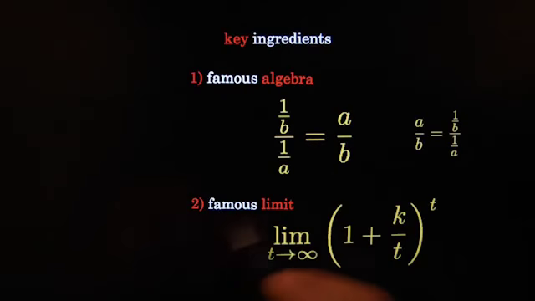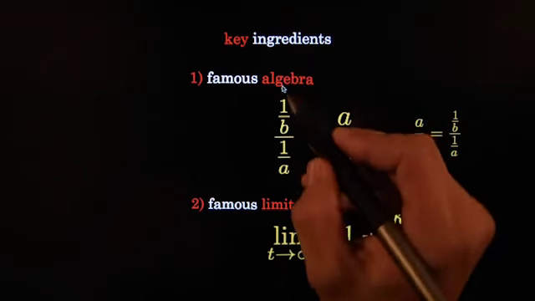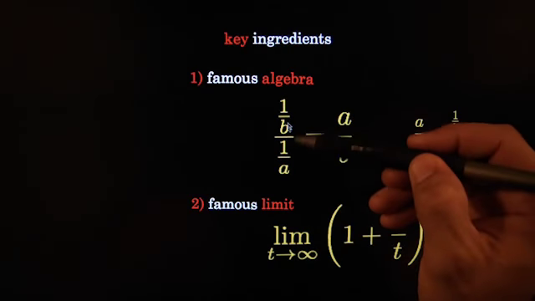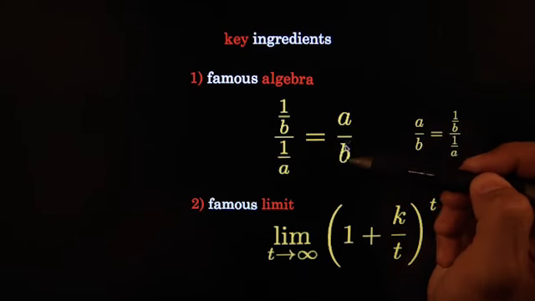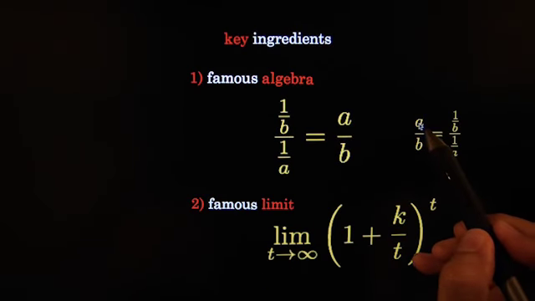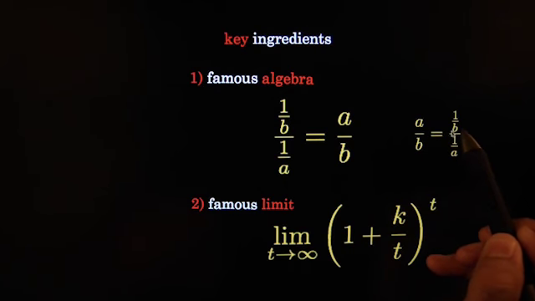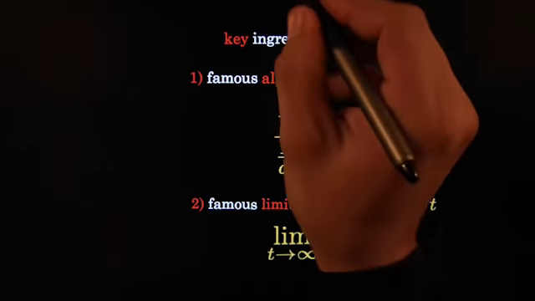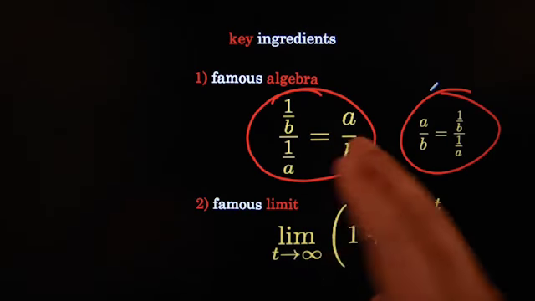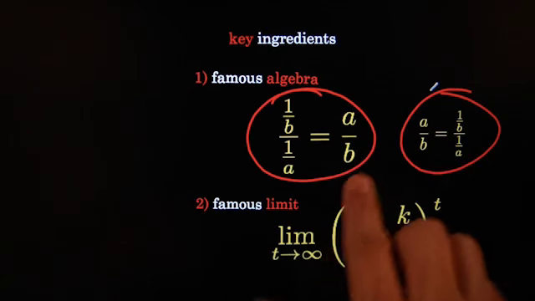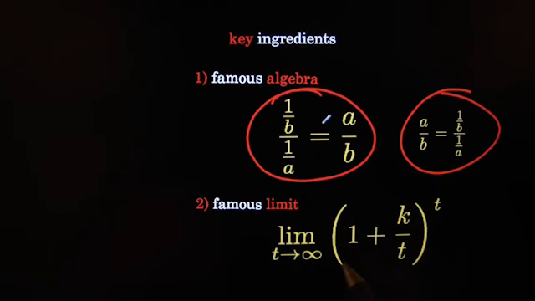We're going to need a couple ingredients here. One of the ingredients will be this idea of flipping a fraction. If you have 1 over b over 1 over a, you could flip it and get a over b. But you could also do it backwards. If you have a over b, you could rewrite it as what it was before it got flipped. These two statements mean the same thing, but they suggest different things if you read them from right to left as opposed to left to right. Anyways, that's algebra. It's famous.